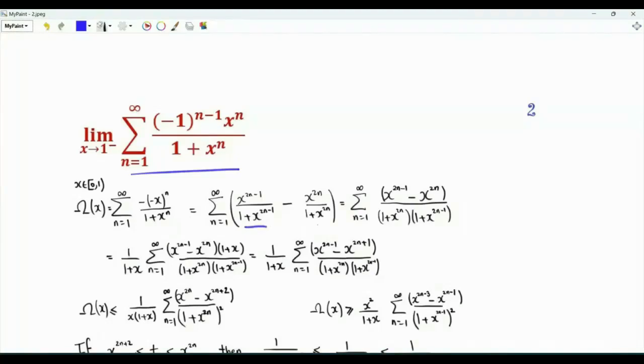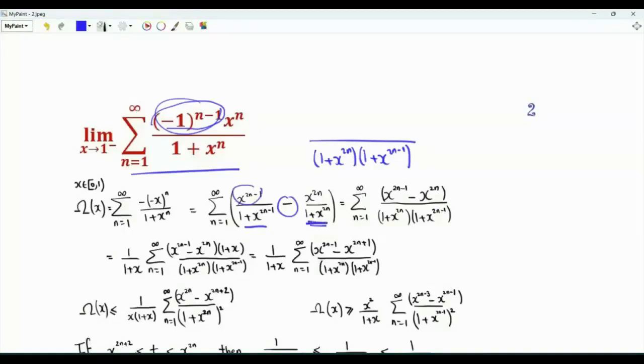We can split this sum into odd and even terms because we have here minus 1 to the n minus 1. If n is replaced by 2n minus 1, which is odd, we get plus 1 times x to the 2n minus 1 over 1 plus x to the 2n minus 1. If n is replaced by 2n, we have x to the 2n over 1 plus x to the 2n, and this becomes minus 1. Combining the two terms, we have 1 plus x to the 2n times 1 plus x to the 2n minus 1.